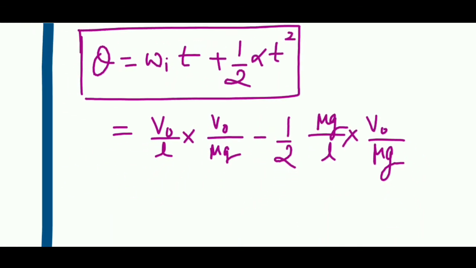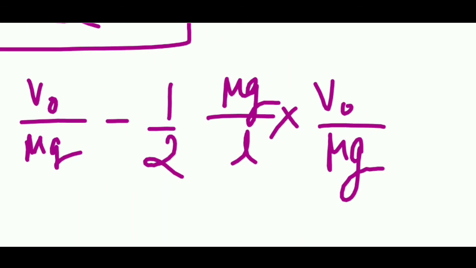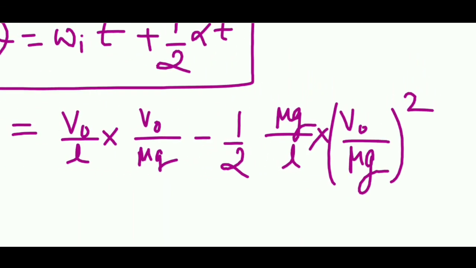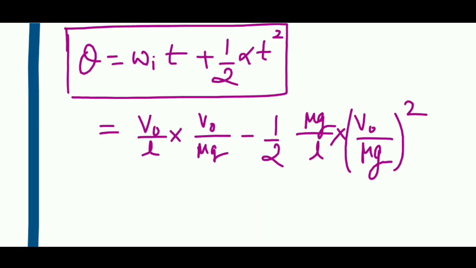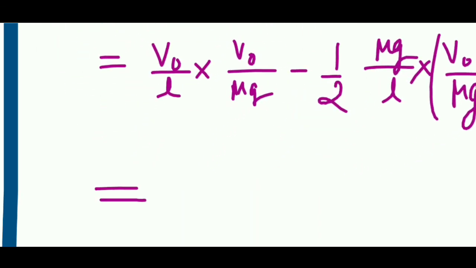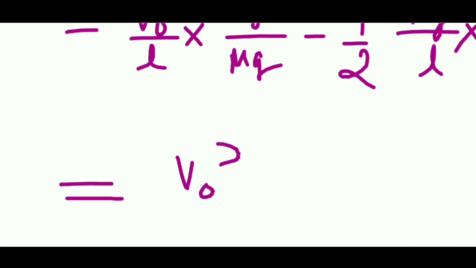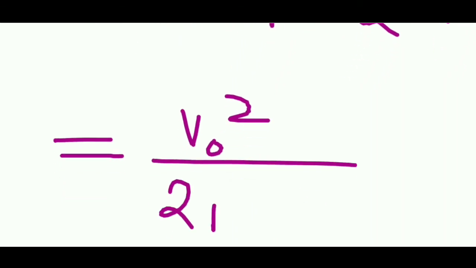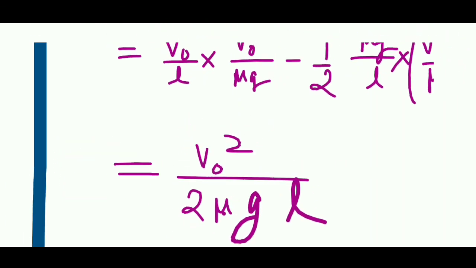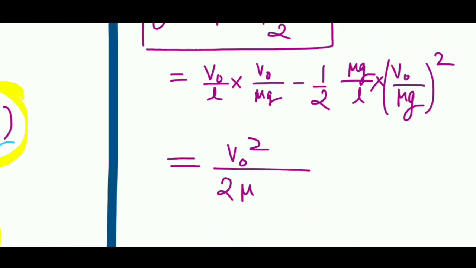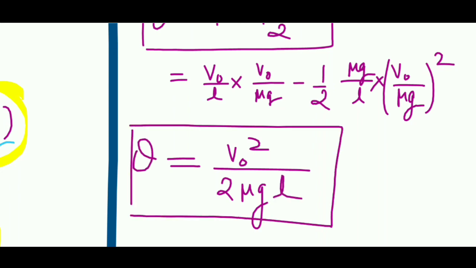So if you solve this, what will you get? You will get v naught divided by mu g, the whole square. So this mu g will get cancelled, and over here also v square by L. The answer will come out to be v naught square divided by 2 mu g L. This is what I am getting: v naught square divided by 2 mu g L. This is my total theta before the block stops.